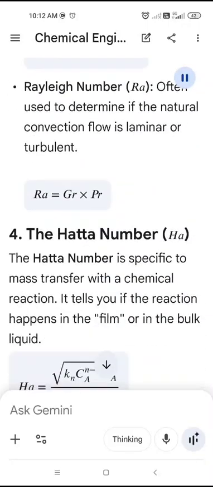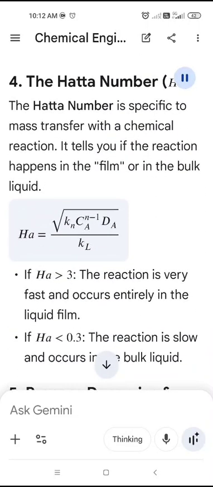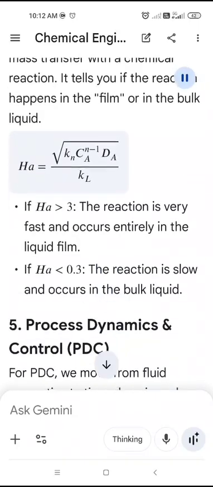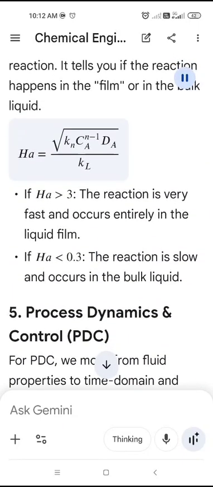4. The Hatta number, Ha. The Hatta number is specific to mass transfer with a chemical reaction. It tells you if the reaction happens in the film or in the bulk liquid. If Ha is greater than 3, the reaction is very fast and occurs entirely in the liquid film. If Ha is less than 0.3, the reaction is slow and occurs in the bulk liquid.